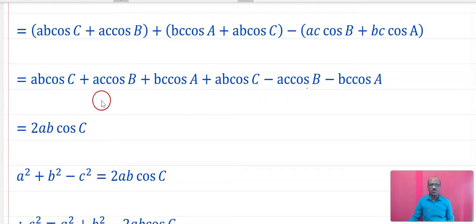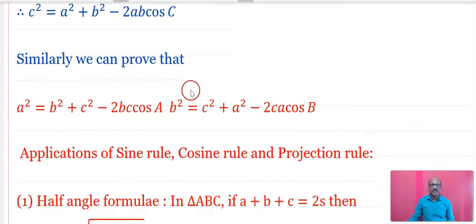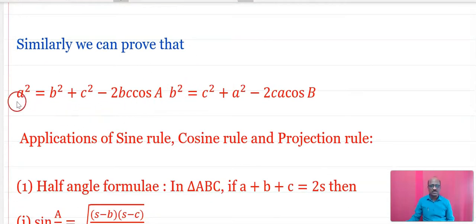And then what is overall? That is ab cos C and here is ab cos C. That is you will get 2 times ab cos C, and hence a square plus b square minus c square is equal to 2ab cos C, and hence c square is equal to a square plus b square minus 2ab cos C. Similarly, we can prove that a square is equal to b square plus c square minus 2bc cos A. Next is b square is equal to c square plus a square minus 2ca cos B.